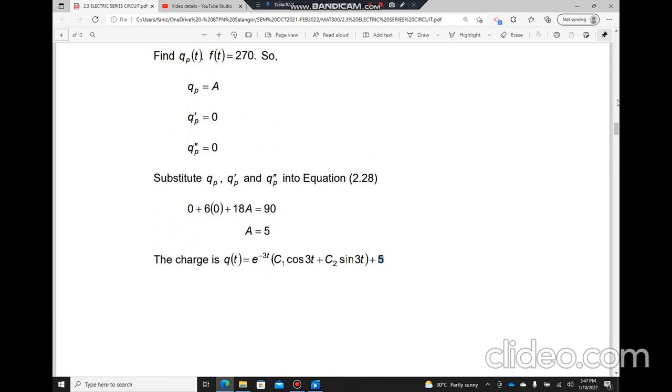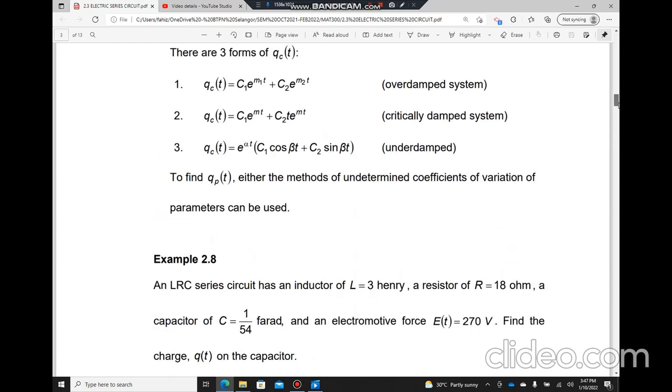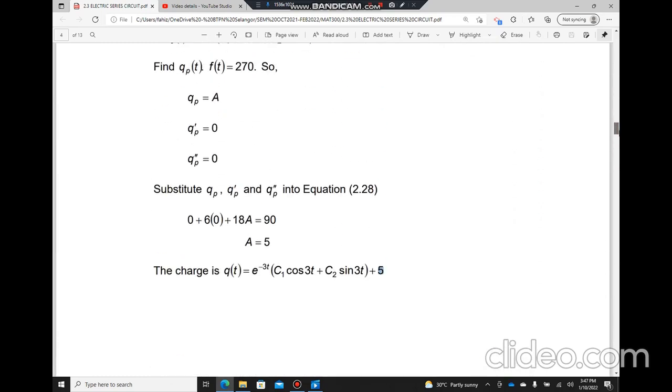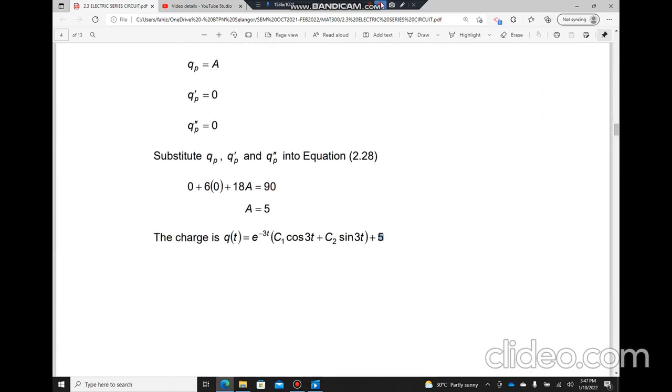Okay, so this one for example 2.8. So, this is your solution. Yang ni dalam kes ni dia tak ada initial value problem.